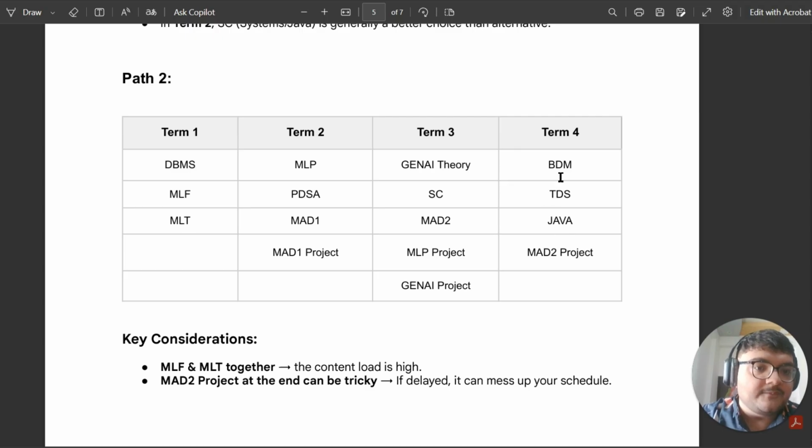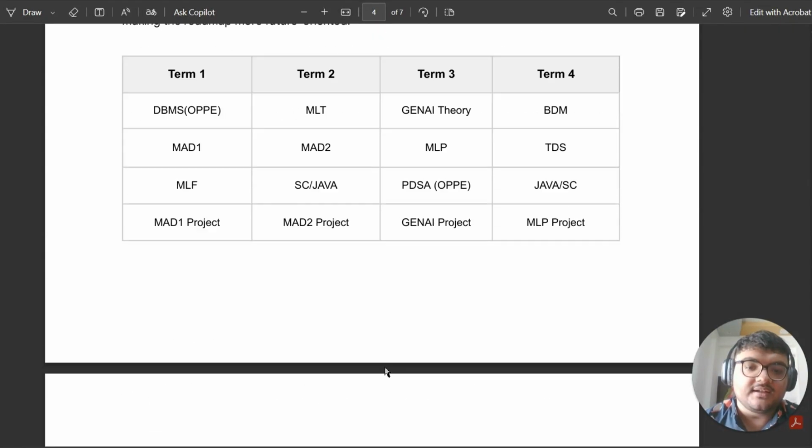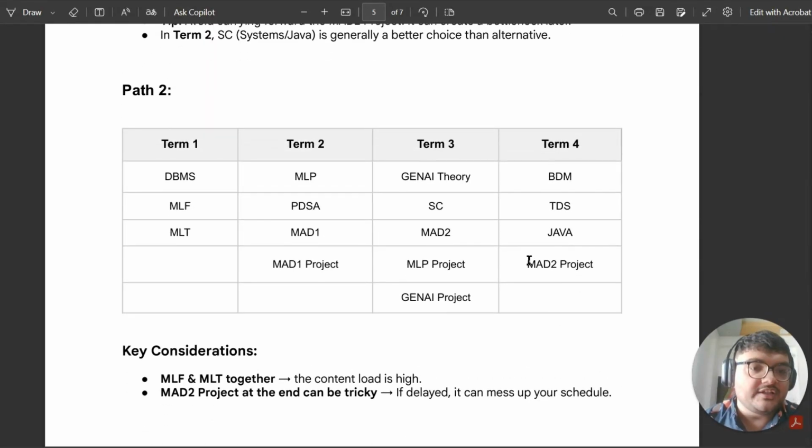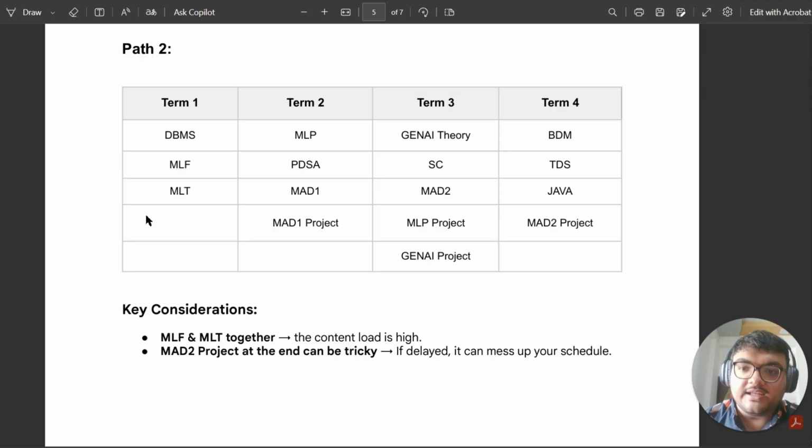So BDM, TDS, Java, easy. The Mat2 project is there, but I can't do anything. Once you have completed the Mat2 theory, you either take the Mat2 project together, or you just take Mat2 and then the Mat2 project afterwards. I should not include anything else here because MLF and MLT are really heavy. It would be your first term in the diploma. So bottom line, if you are planning, try to take this GenAI project in the next term also.